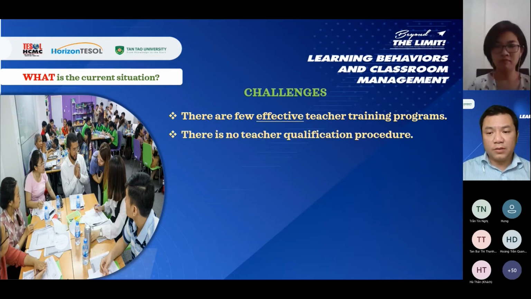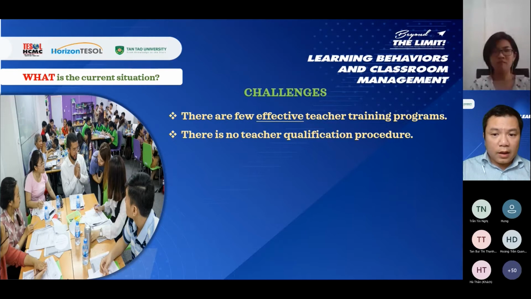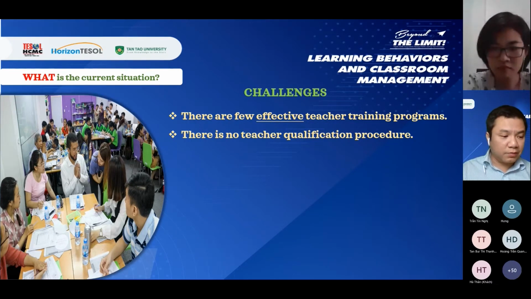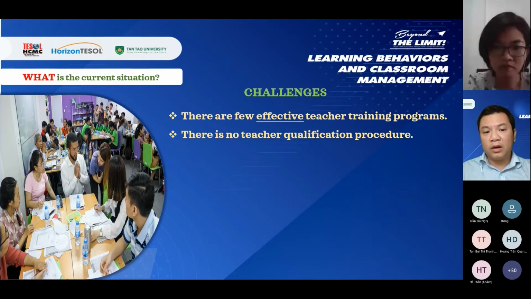Now, there's no teacher qualification procedure. Say a teacher who has pretty good English skills wants to know whether she or he is good enough to teach the subject in English, but there's no way they can tell, because there's no standardized test. For example, to test if you're good enough to become an English teacher, you can take the IELTS or the TOEFL or even the TOEIC, but there's no test to know whether you are good enough to become a physics teacher or math teacher or chemistry teacher in English, not yet. So that is one more challenge.